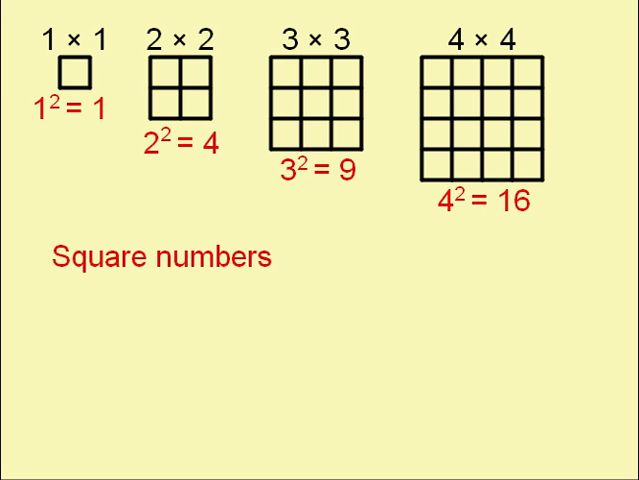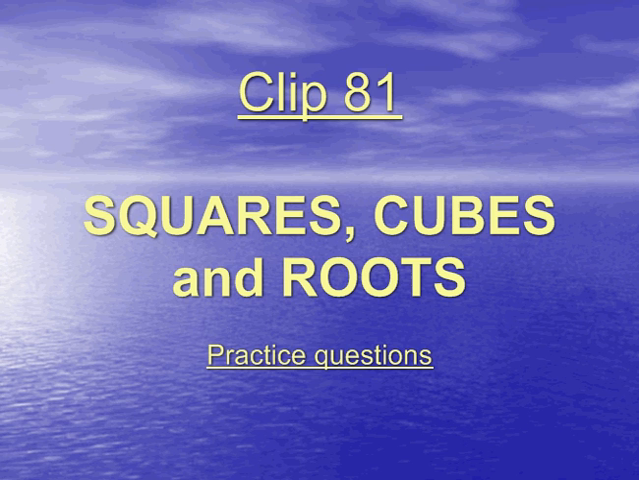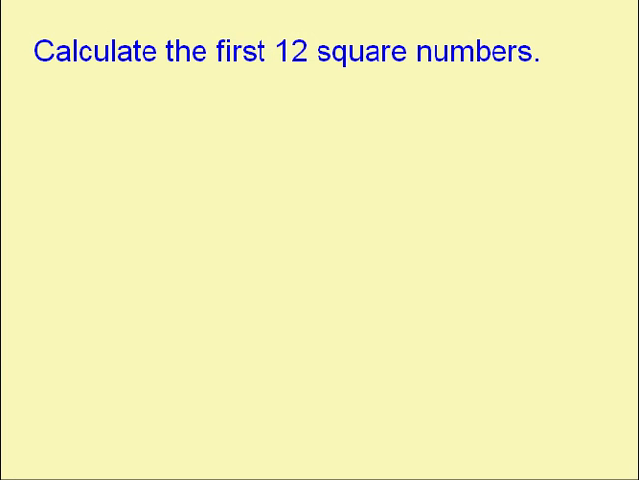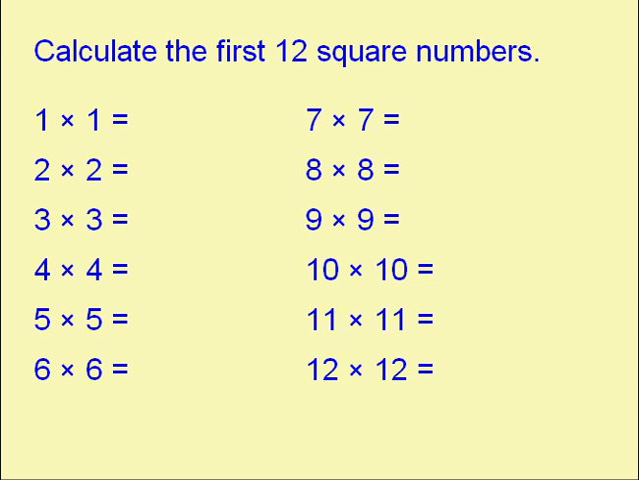We can also write them like this: 1 squared equals 1, 2 squared equals 4, and so on. Now you're going to try calculating the first 12 square numbers. To help you, this is what your working out will look like. So for the first one, we've got 1 times 1, and we know that's 1. For the second one, 2 times 2 is 4.